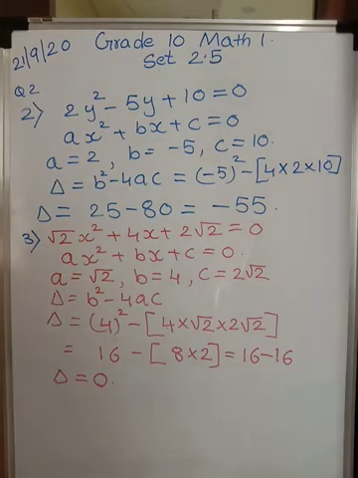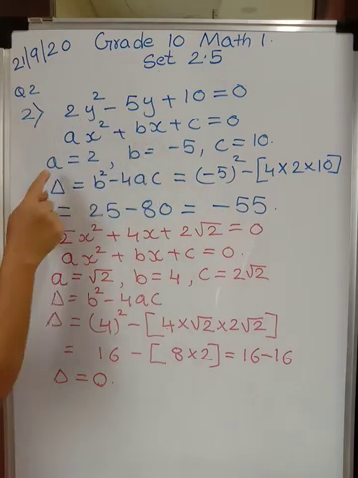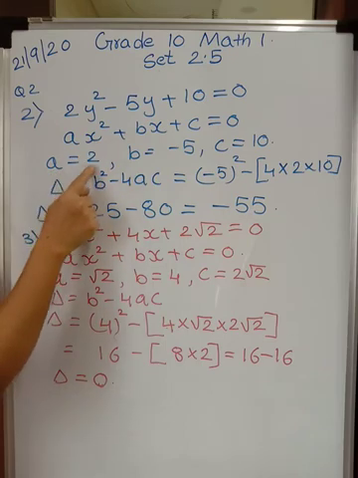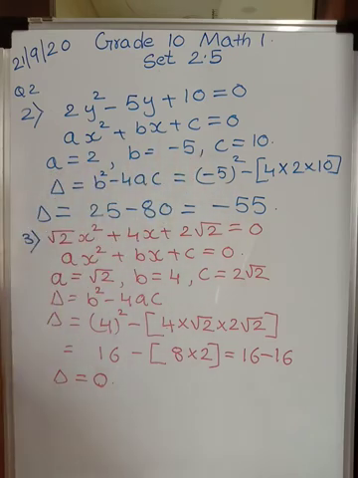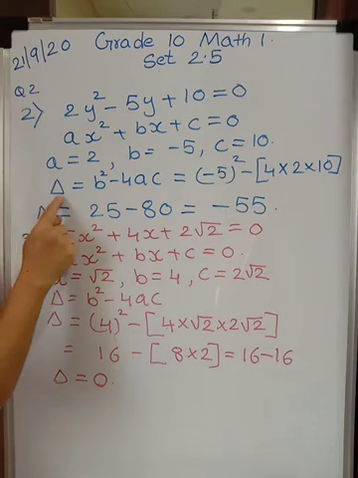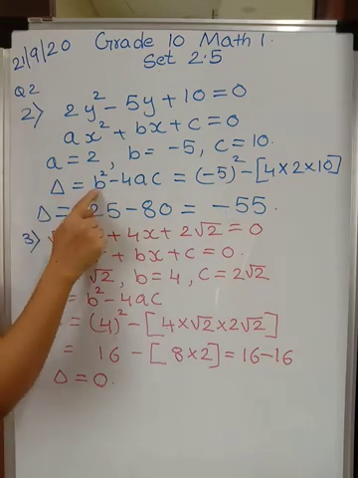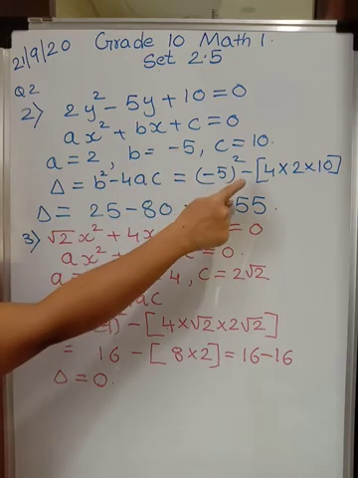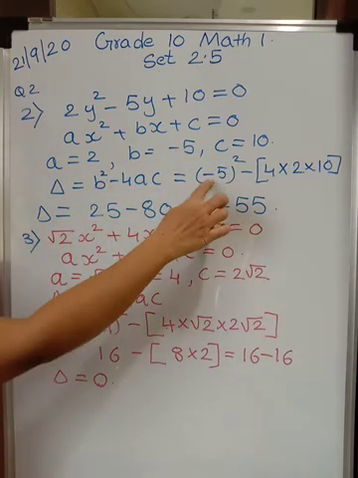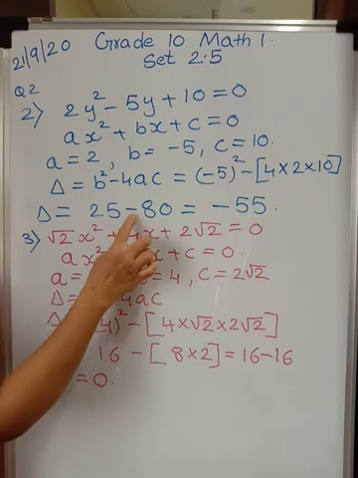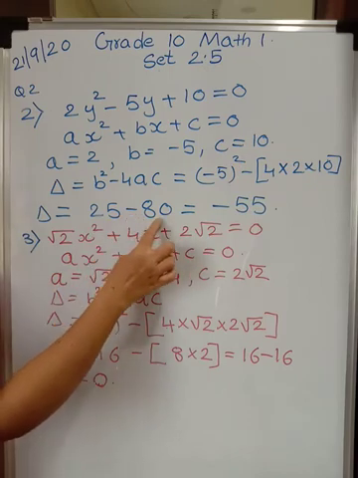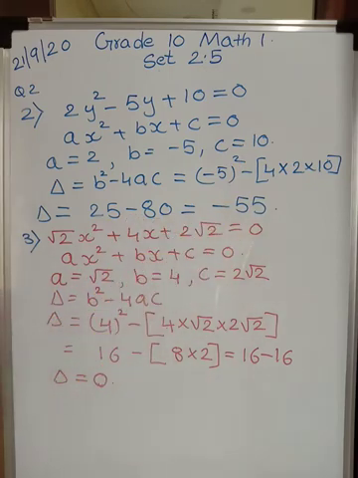Now look at the second problem. 2y square minus 5y plus 10 is equal to 0. Compare it with your standard equation or general form. You get a is 2, b is minus 5 and c is equal to 10. Now find out delta, which is b square minus 4ac. So b is minus 5 square minus 4 into 2 into 10. Minus 5 square is 25. Minus 4 twos are 8 into 10 is 80. And so your value will be minus 55.